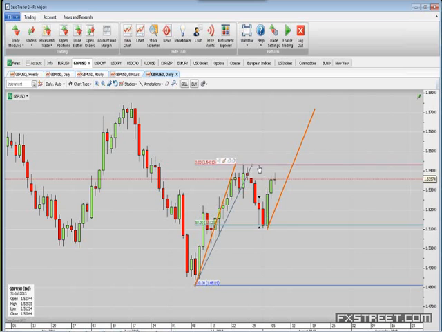Then a move up, a break of the cloud top, which we're basically hovering around at the moment, and you've got an ABCD formation coming in at 157.20. Now, you might be saying to yourself, well, if I'm predicting the dollar to go up, how can I also be predicting sterling dollar to go up?